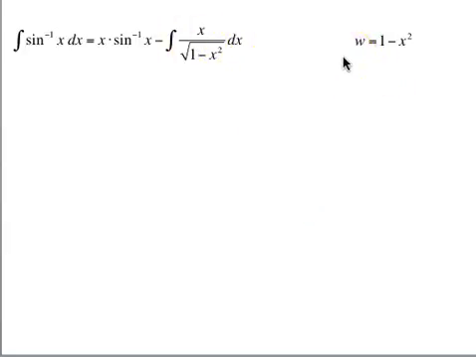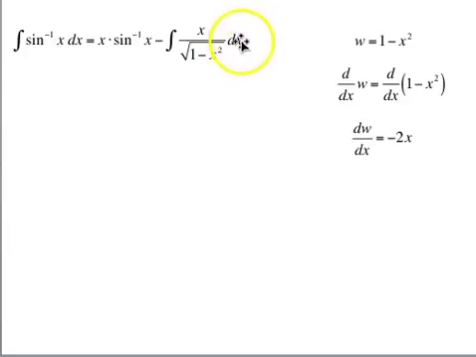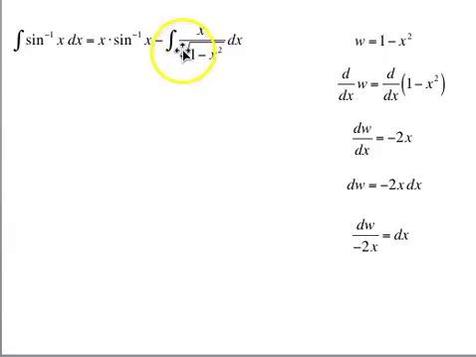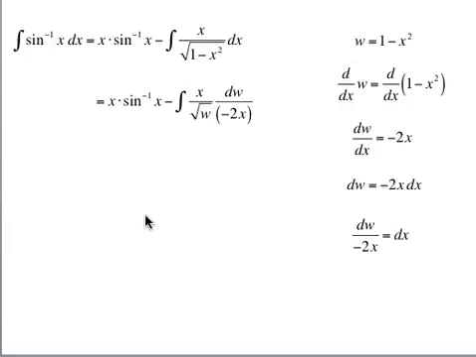The derivative with respect to x of w is the derivative with respect to x of 1 minus x squared. So dw dx is negative 2x. And for u substitution, w substitution, I want to solve for dx. So dw is negative 2x dx. dw divided by negative 2x equals dx. So we're going to replace this integral of x over root w times dw over negative 2x. You'll notice the x's cancel.